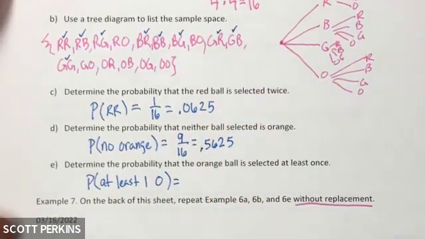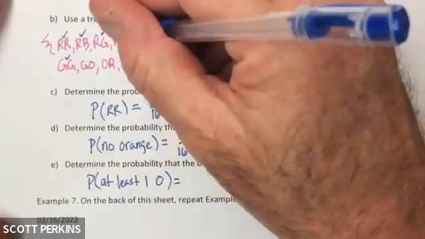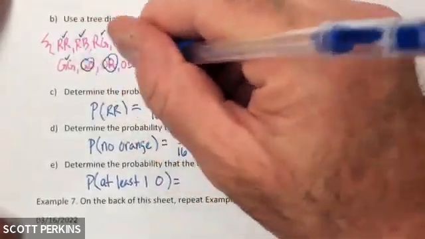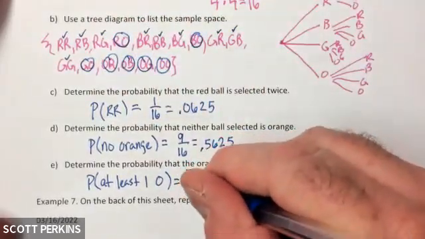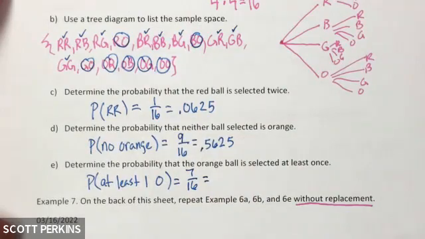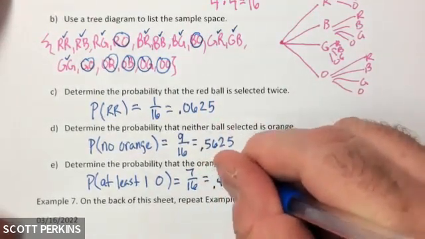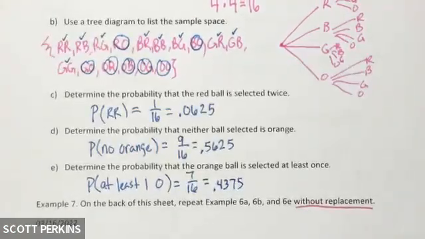And then last but not least, that was no orange. How about at least 1 orange? How many at least 1 oranges are there? 1, 2, 3, 4, 5, 6, 7. 7 out of 16. Great job, everybody. So 7 divided by 16 is 0.4375.